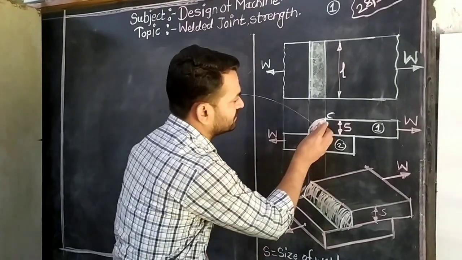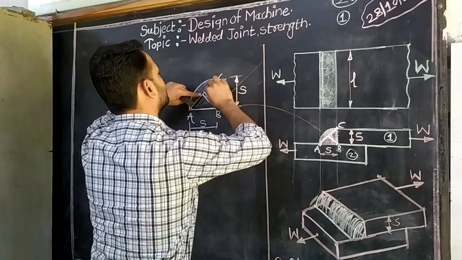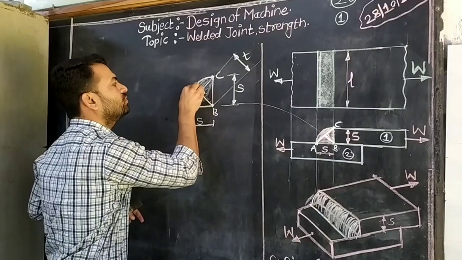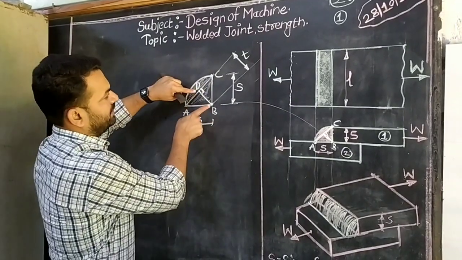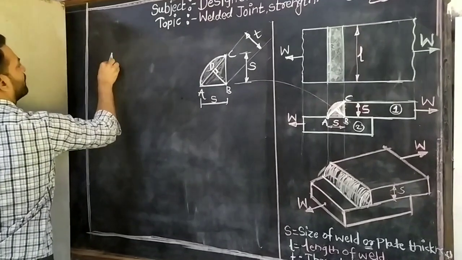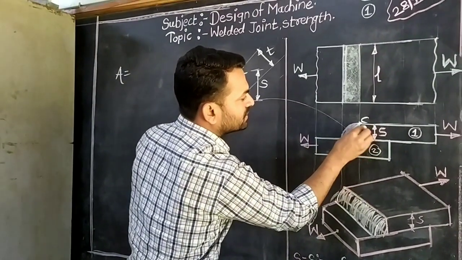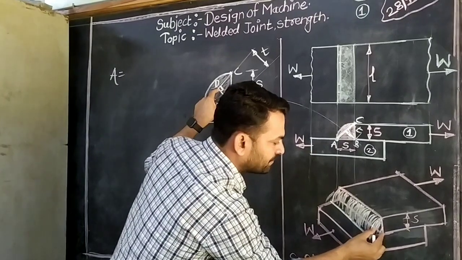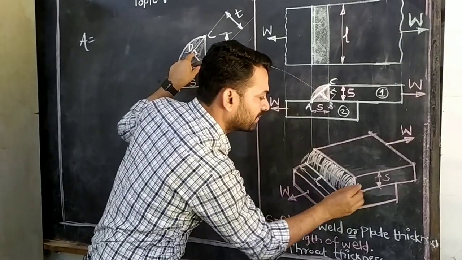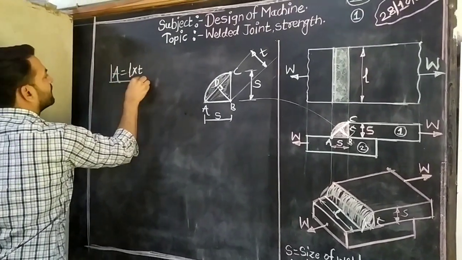This is the throat thickness. Throat thickness can be shown like this, T. So T is equal to throat thickness, and here I am going to show D. To find out the area of the weld, area of weld A will be equal to throat thickness multiplied by length of the weld, that is L multiplied by T. So length of the weld multiplied by throat thickness is the area of weld.